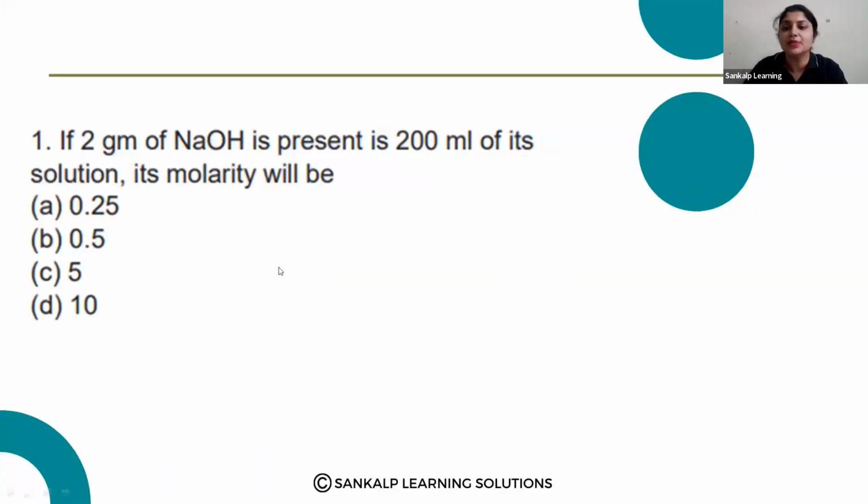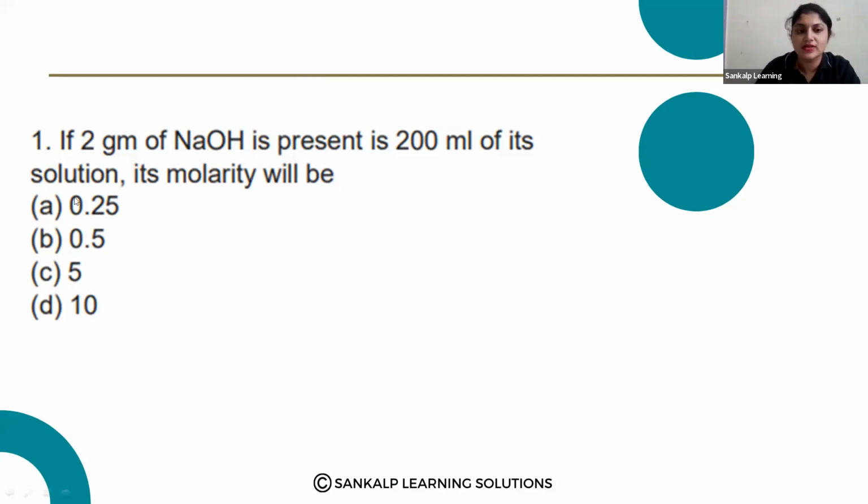We have already completed the synopsis part. Last class I briefed it in short. Today we are going to start with the MCQs. So this is the first MCQ.